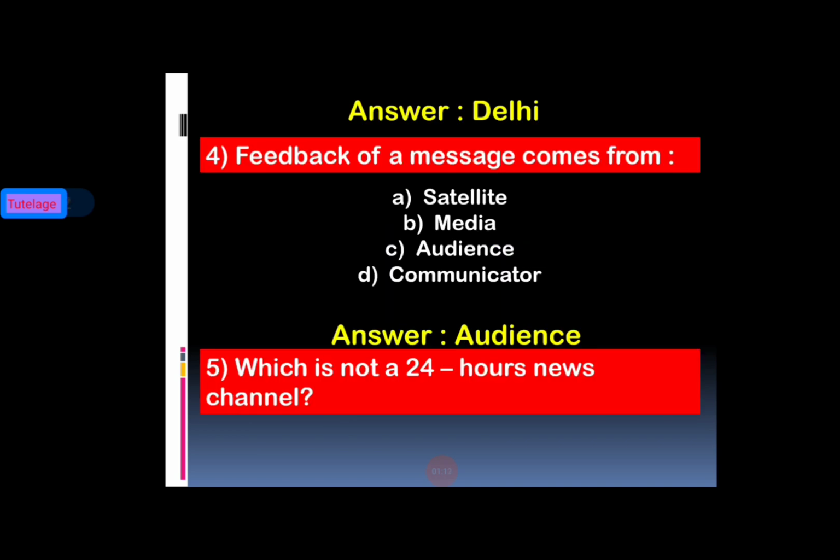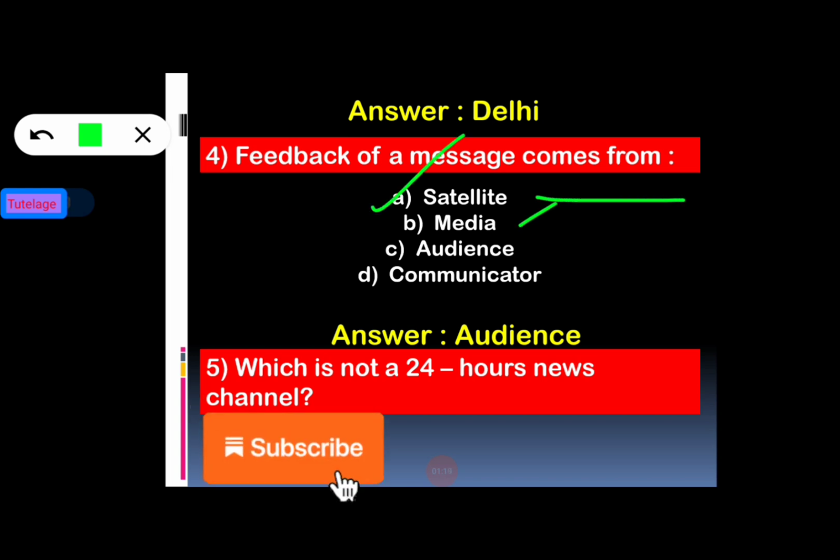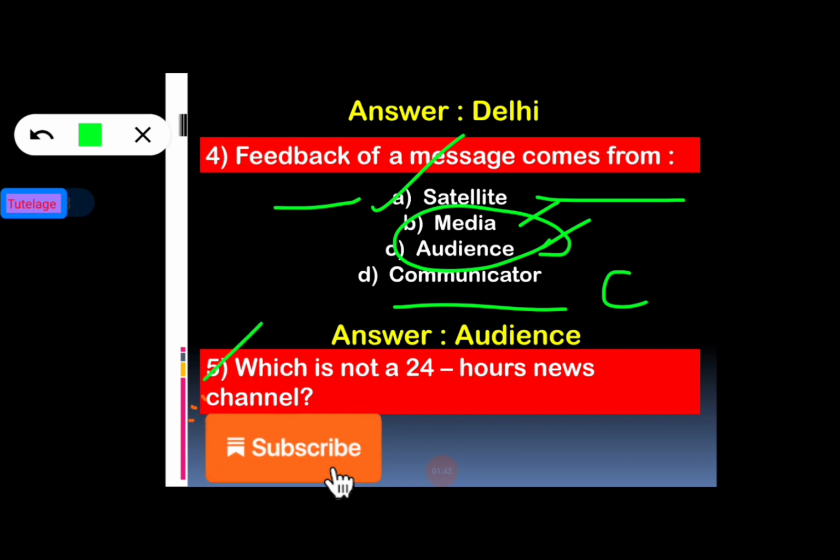Okay. The fourth question is: feedback of message comes from satellite, media, audience, or communicator. Obviously, option C is the correct answer, because feedback of message always comes from the audience. So option C is the correct answer, not satellite, media, or communicator. Now going to the next question.